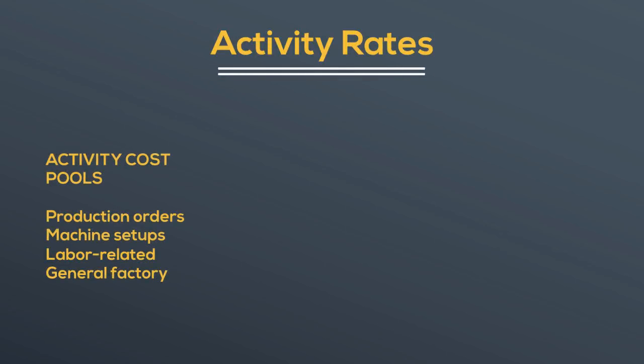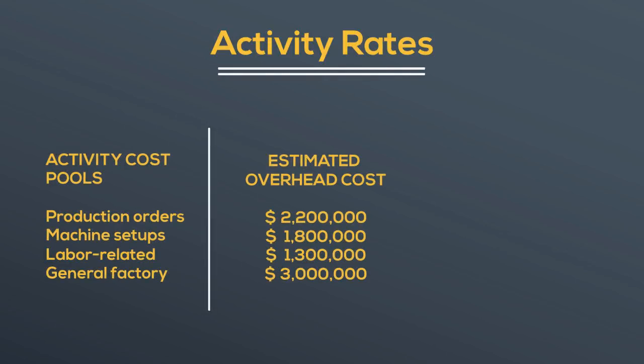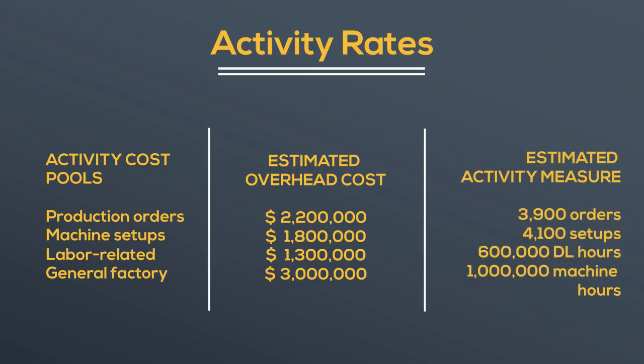Let's assume the following are our estimates for the total overhead costs for each activity. Remember, we're calculating these rates at the beginning of the year or period before we make any products, so these are estimated amounts. Next, we estimate our activity measure for each activity. These estimates for total cost and total activity measure are for the entire company. All products made are included to get these estimates.